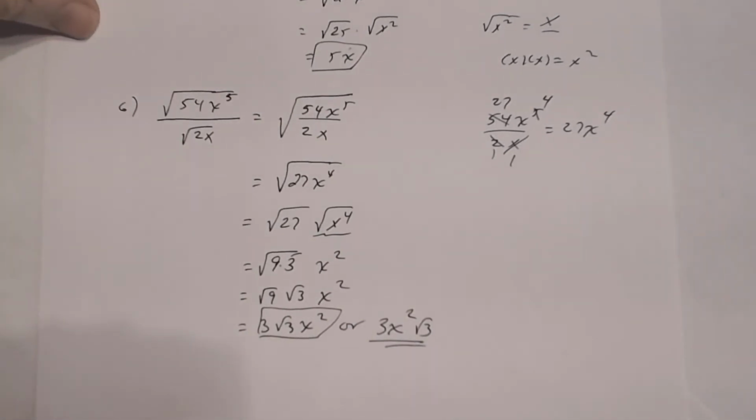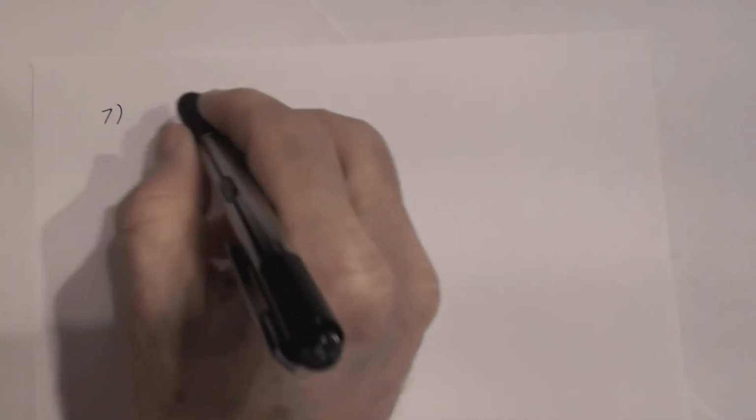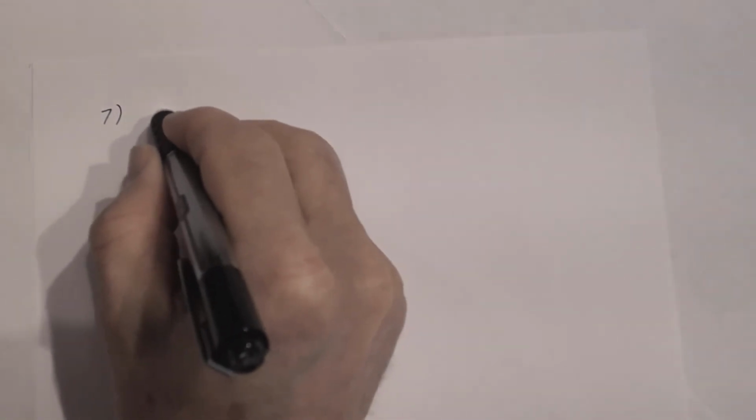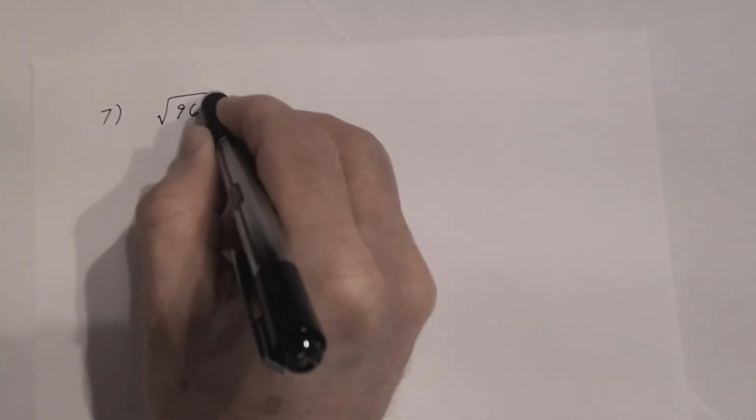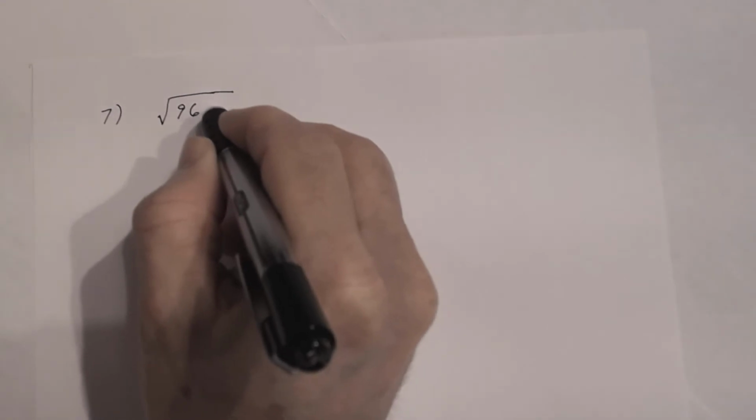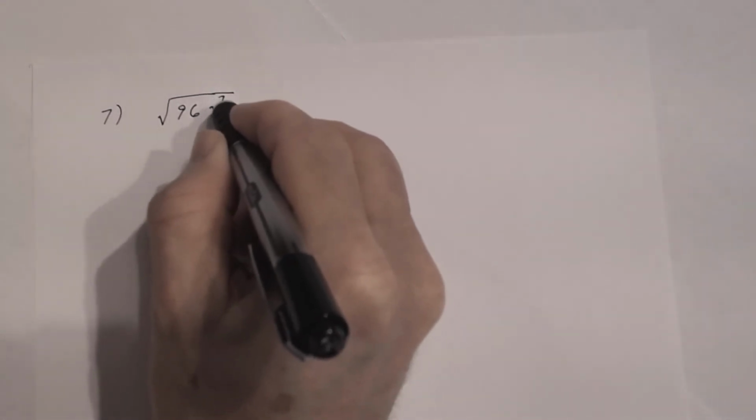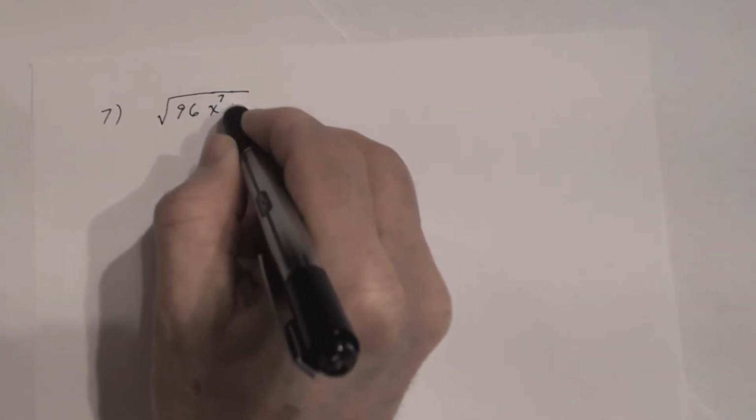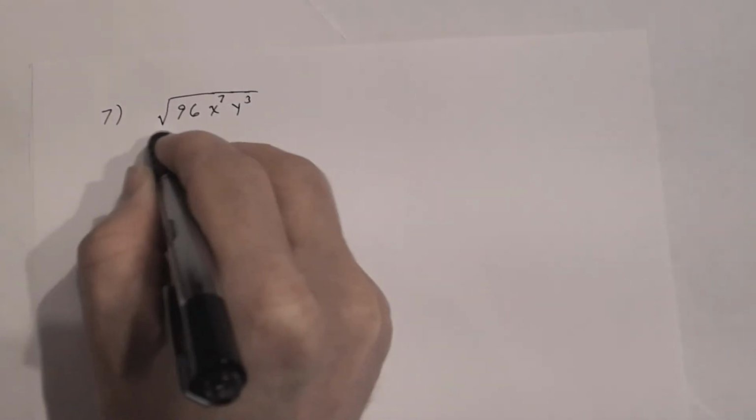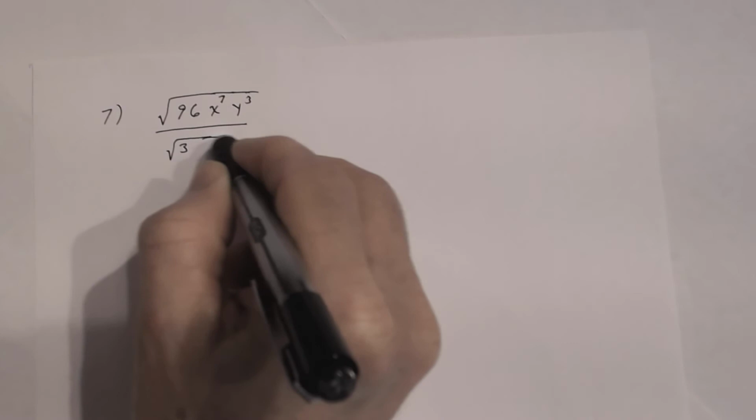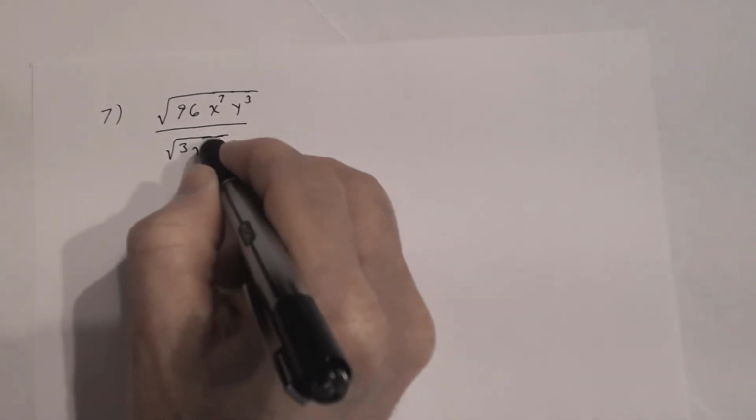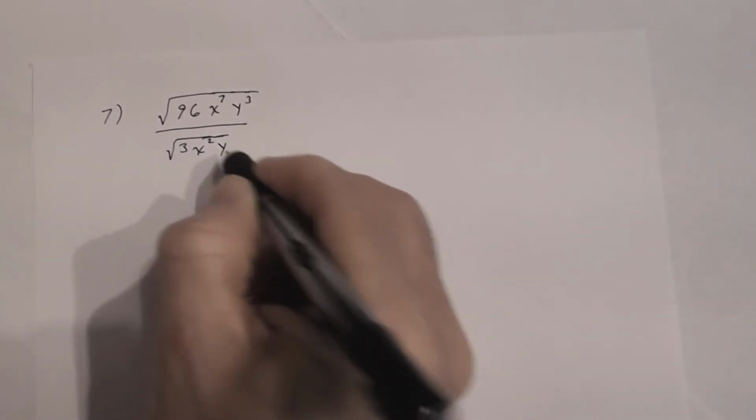So number 7, we have this problem. So let's say we had the square root of 96 x to the 7th y cubed divided by the square root of 3 x squared y. All right, so let's say we had that.